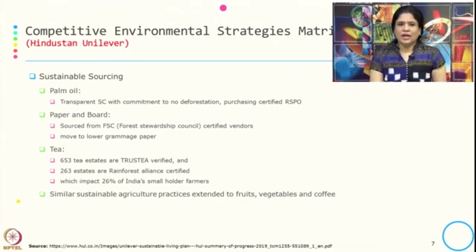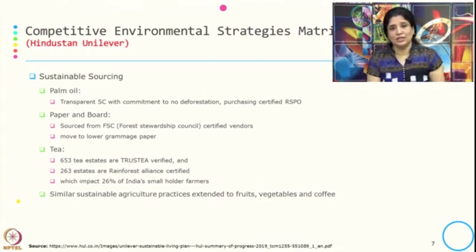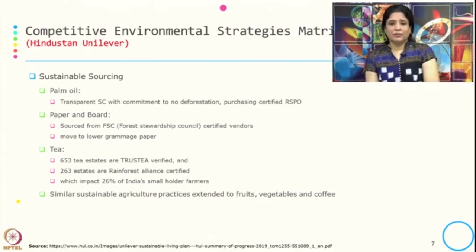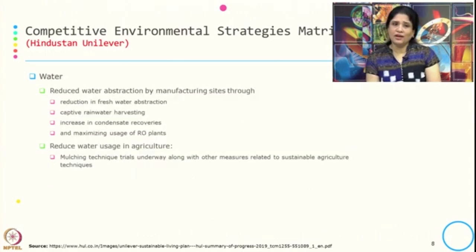lower grammage paper. And this is what they have done for tea: 653 tea estates are Trustea verified, and 263 estates are Rainforest Alliance verified, which impacts 26% of Indian smallholder farmers. So, mostly they are sourcing from certified suppliers. Similarly, for sustainable agriculture practices, they have extended to fruit, vegetables and coffee.